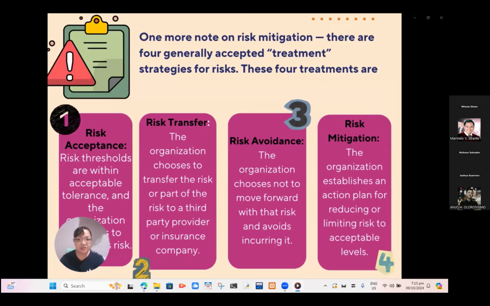Number 3 is risk avoidance. The organization chooses not to move forward with that risk and avoid incurring it. Number 4 is risk mitigation. The organization establishes an action plan for reducing or limiting risk to acceptable levels.